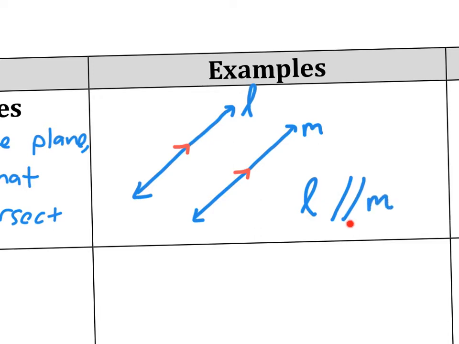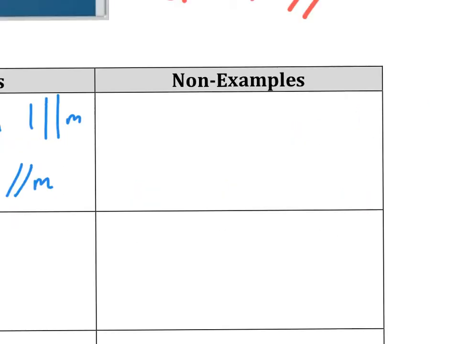Now, I use the slanted lines right here. Most textbooks will use not the slanted lines, but long vertical lines like that. The problem with my handwriting is that this might look too much like an 11 or like an L. So that's why I slant it. Textbooks don't slant it. Okay, so now let's do some non-examples.